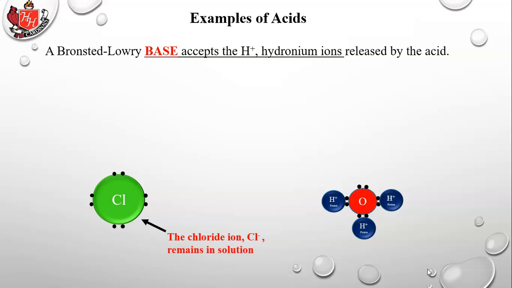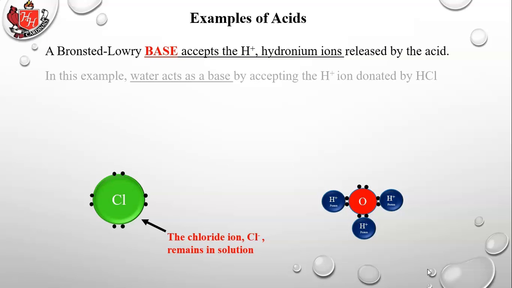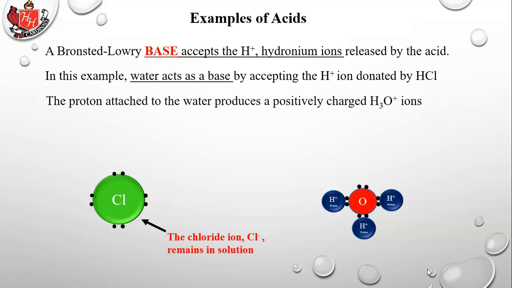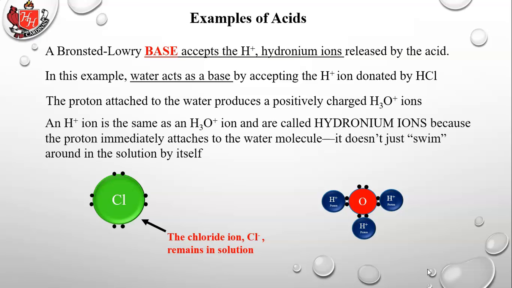So a Bronsted-Lowry base accepts the H plus hydronium ions released by the acid. In this example, water acts as a base by accepting the H plus ion donated by the HCl. The proton attached to the water produces a positively charged H3O ion. An H plus ion is the same as an H3O ion, so just remember that. The two are exactly the same thing and are called hydronium ions because the proton immediately attaches to the water molecule. It doesn't just swim around in the solution by itself.